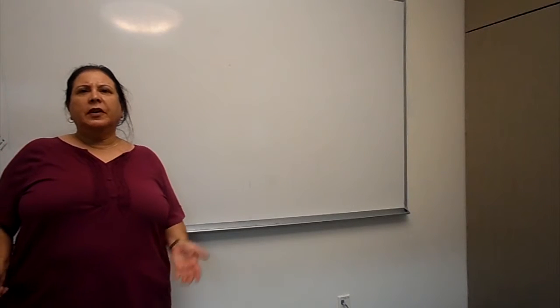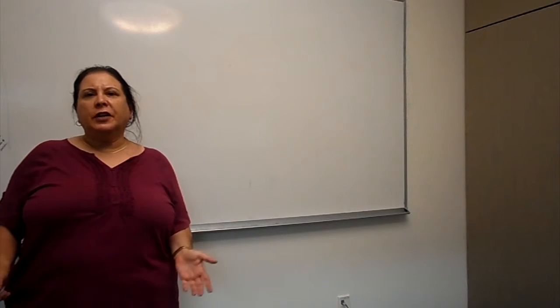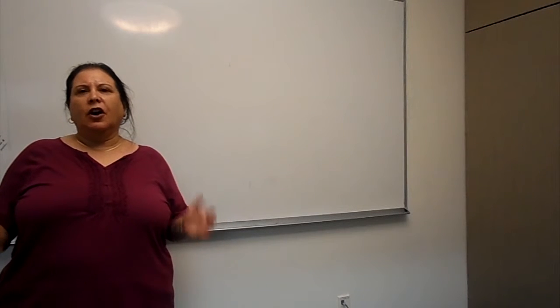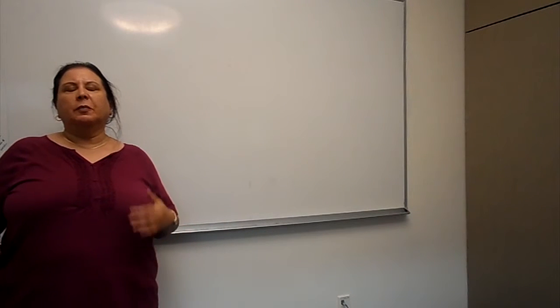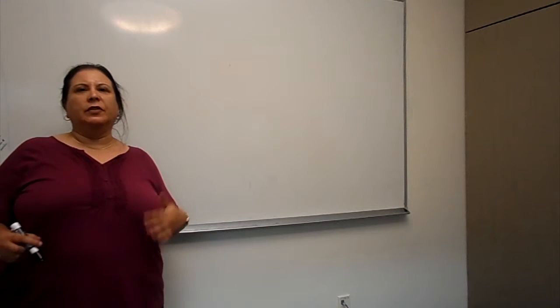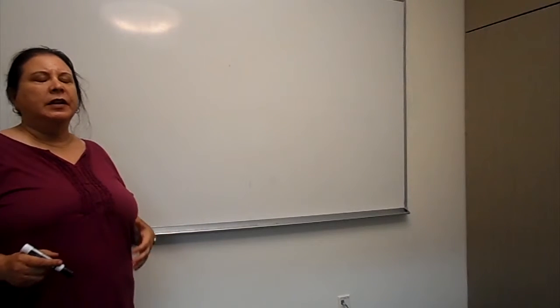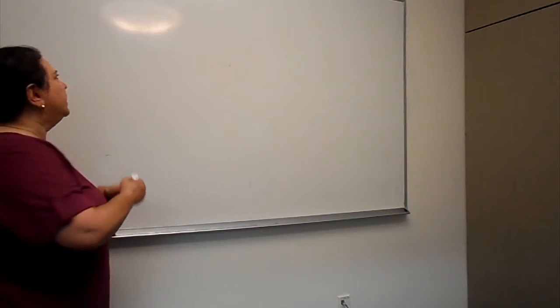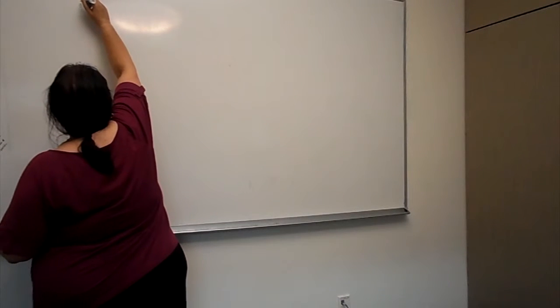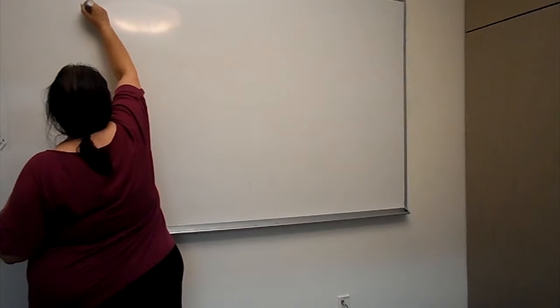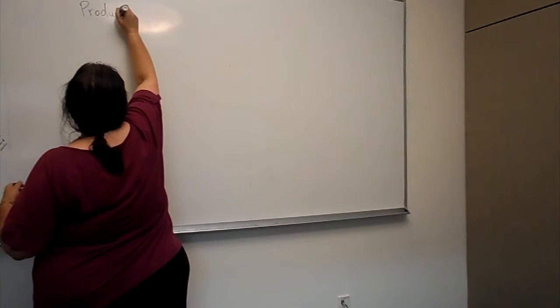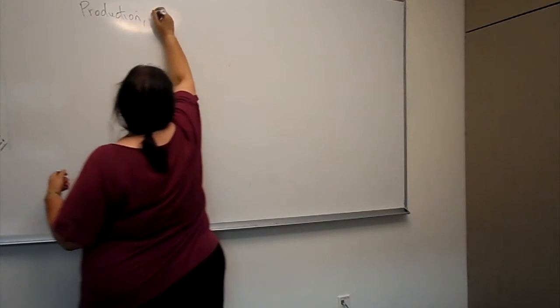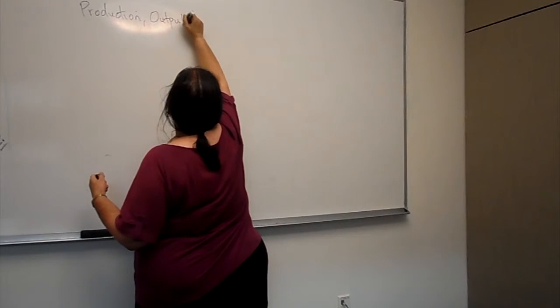Okay, so today what we're going to talk about now is production, output, and cost. So we're going to look at production in the short run and the long run. So let's look at the definitions of the short run and the long run first. This is production, output, and costs.